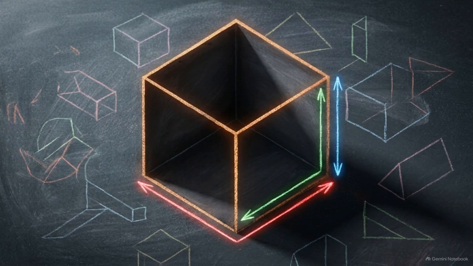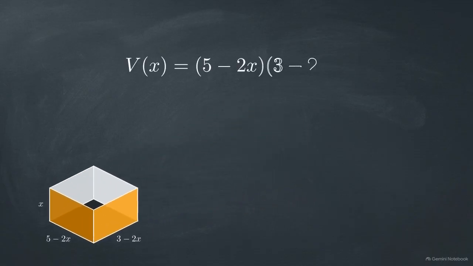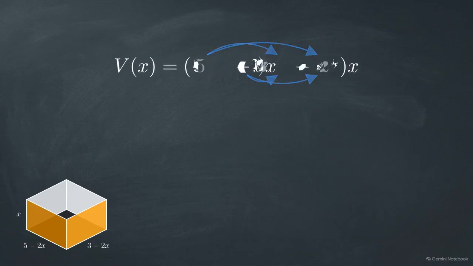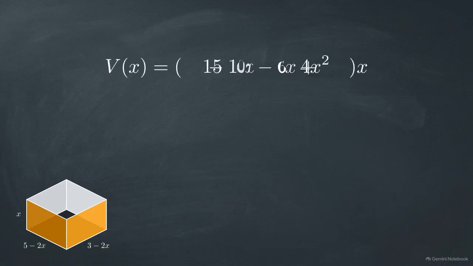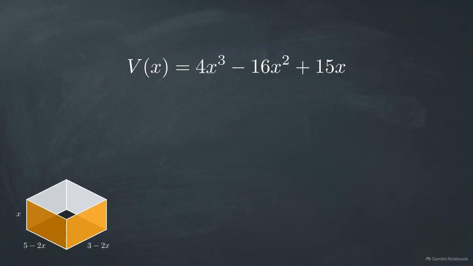To calculate the volume of this container, we apply the formula length times width times height. By substituting our algebraic dimensions into the formula, we create a function that models the box's volume based on the size of the cut. Multiplying these terms requires expanding the binomials to capture how the three dimensions interact. The expanded terms consolidate into a single polynomial function, 4x cubed minus 16x squared plus 15x.